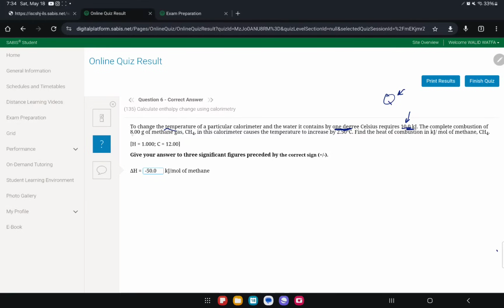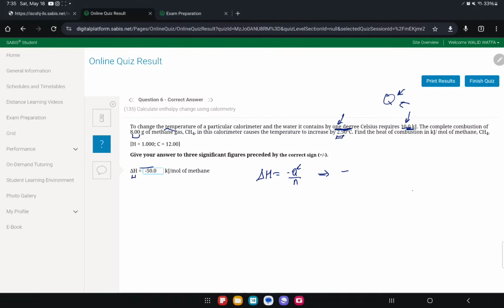The complete combustion of 8 grams of methane causes the temperature to increase by 2.5 degrees Celsius. Calculate the heat of combustion. Okay, they want delta H. Delta H actually equals negative Q over n. Please remember the negative sign. Don't forget the negative sign. So that means I need to find this Q. The Q they gave us is for 1 degree.